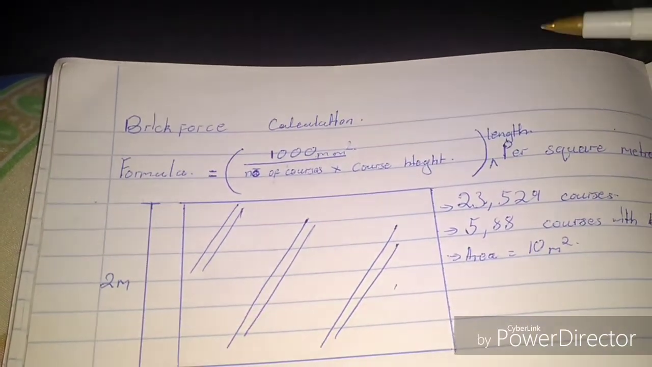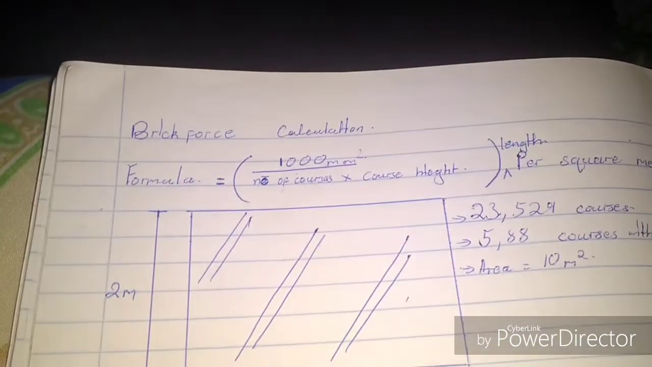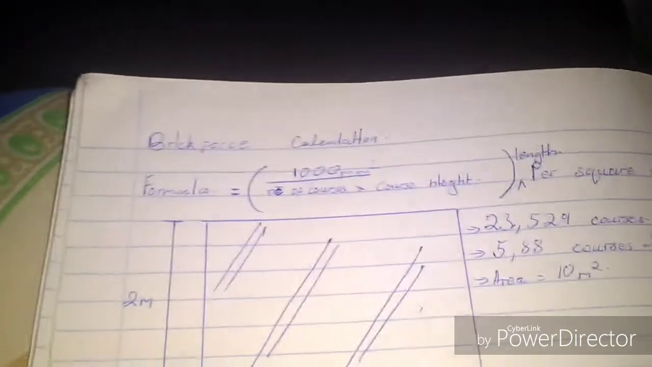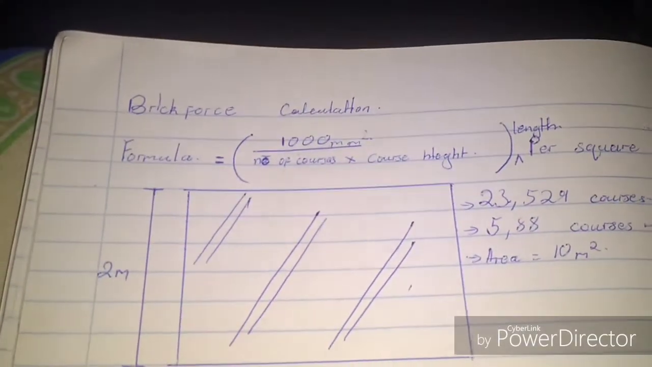So this formula gives us the length of brick force per square meter. So it's per square meter or per 1000 square millimeters.